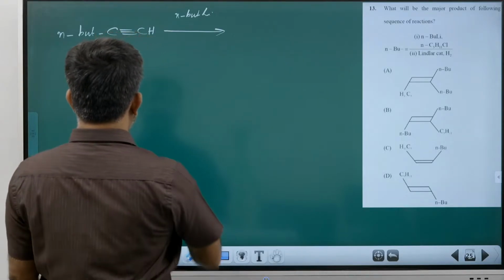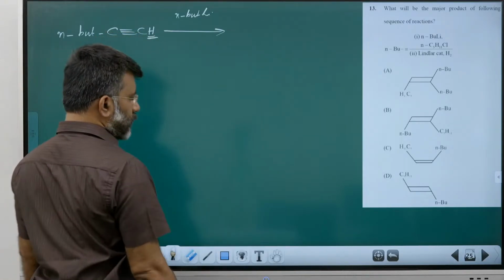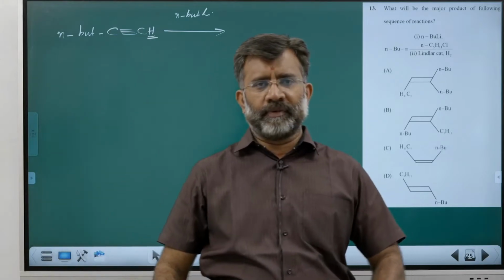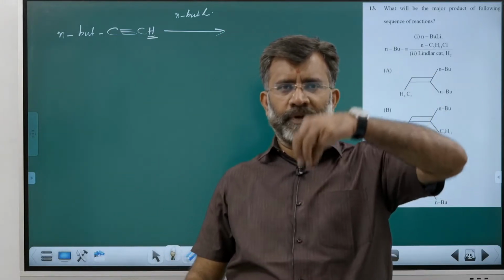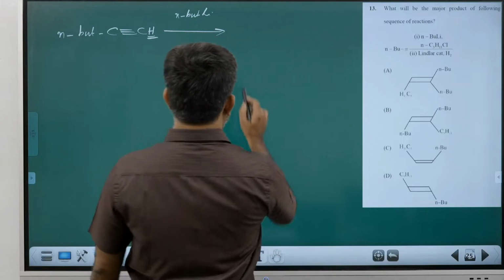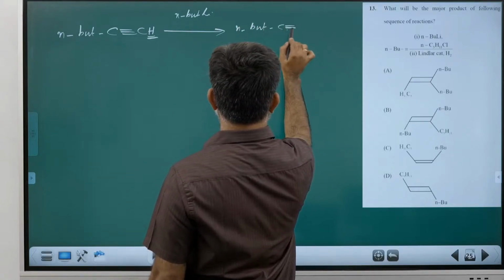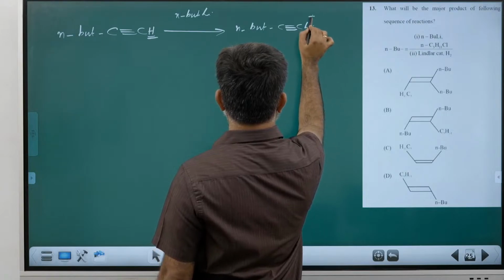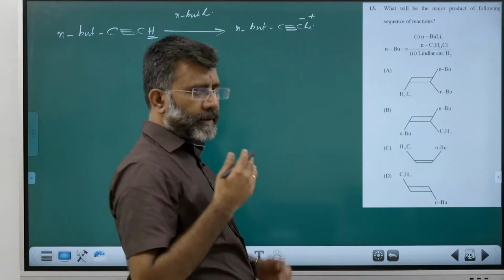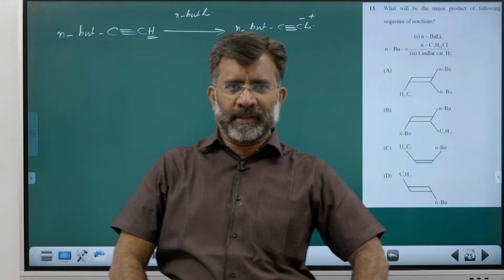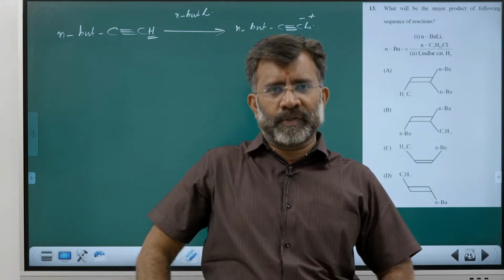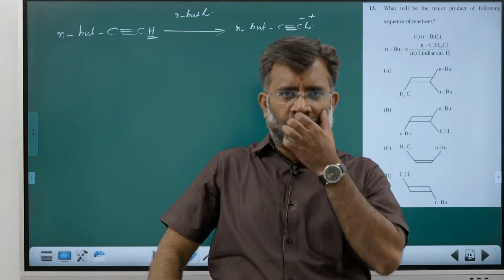So what will happen is this acid-base reaction will occur. The acidic hydrogen will be replaced and the lithium will occupy that position, and you will get N-butyl C triple bond C lithium like this, and the hydrogen is released, showing the acidic nature of hydrogen connected with the triple bonded carbon atom.